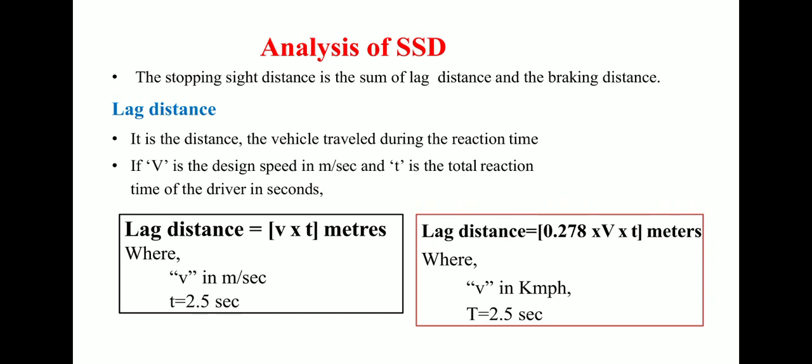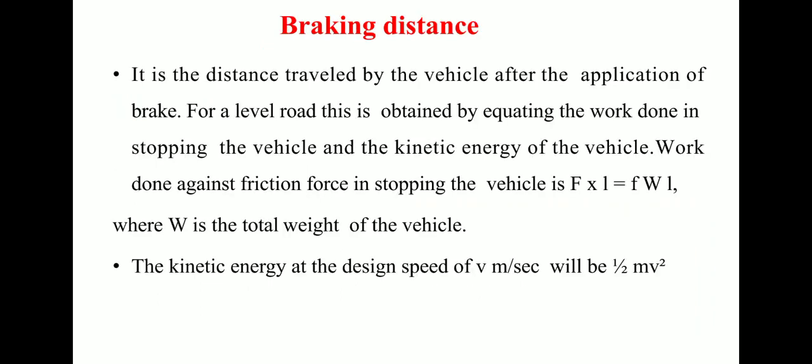Now, if V is given in kilometers per hour, listen carefully. If V is given in kilometers per hour, then this formula will simply change to 0.278 into V into T, where V is in kilometers per hour. With V in kilometers per hour, this formula gives the lag distance in meters, where T is again 2.5 seconds.